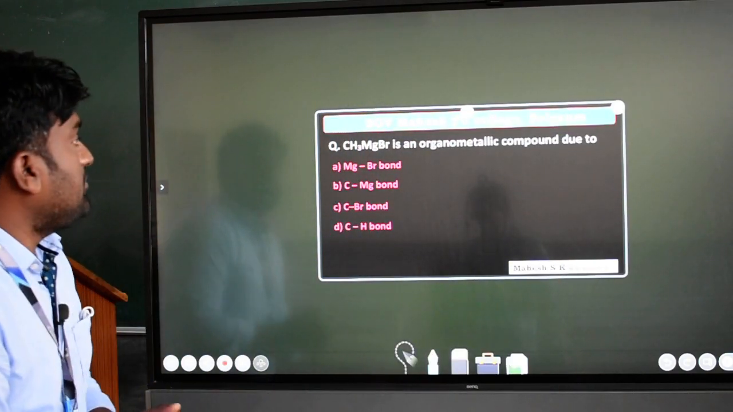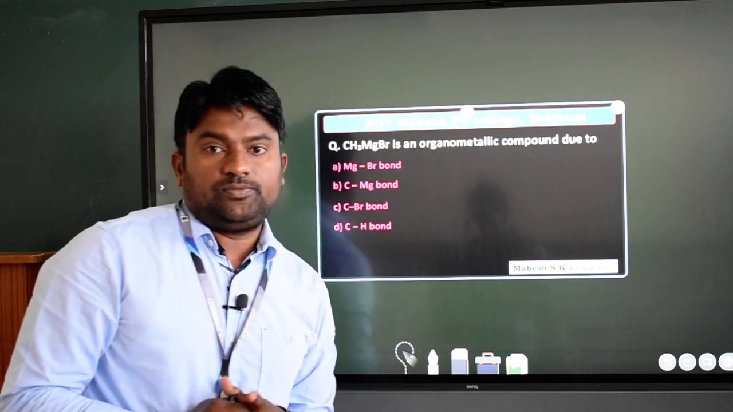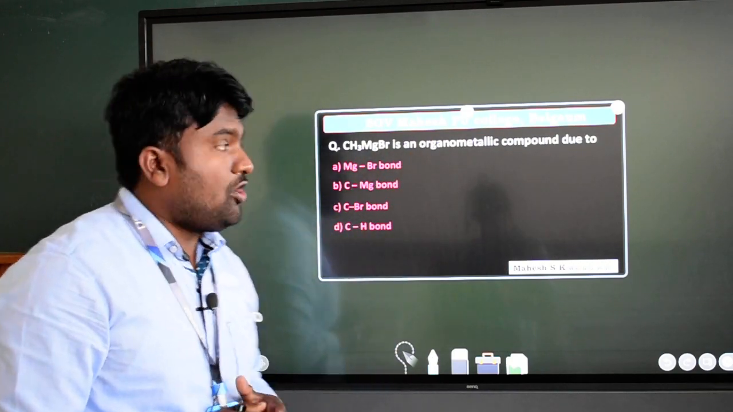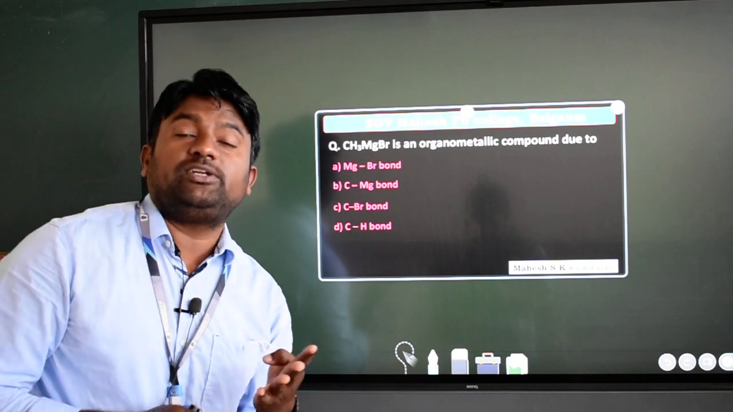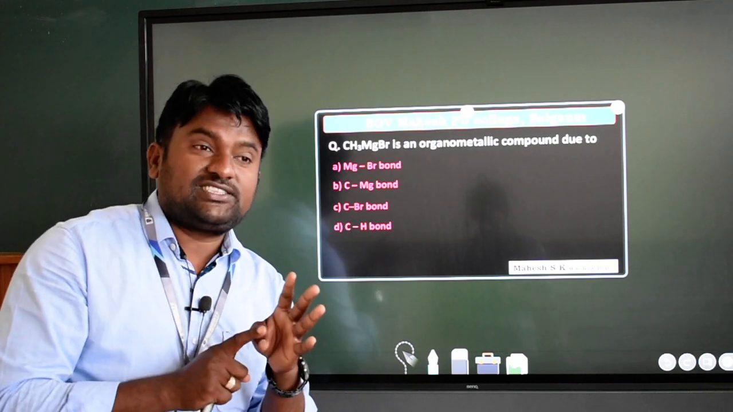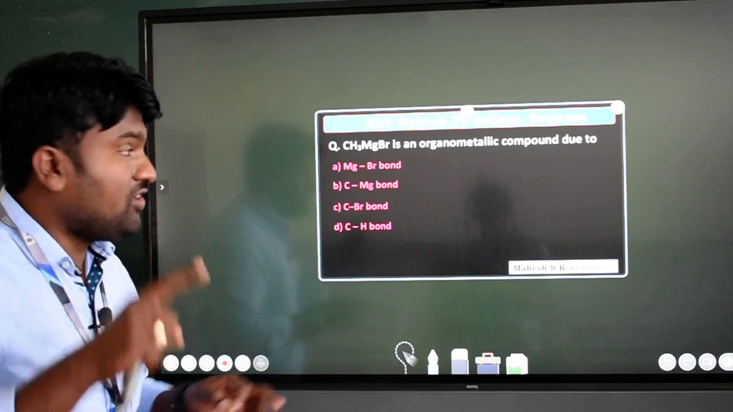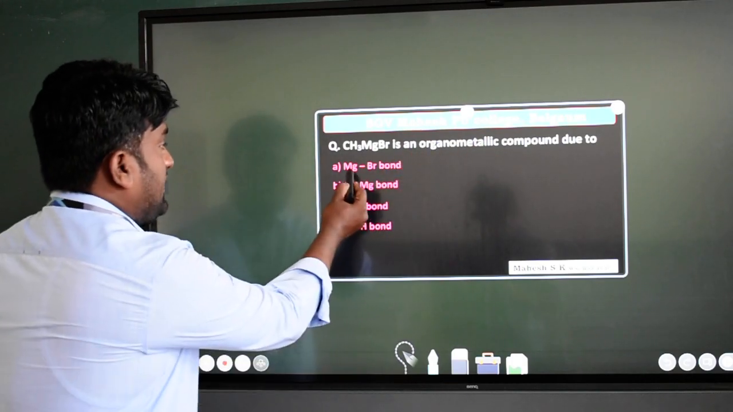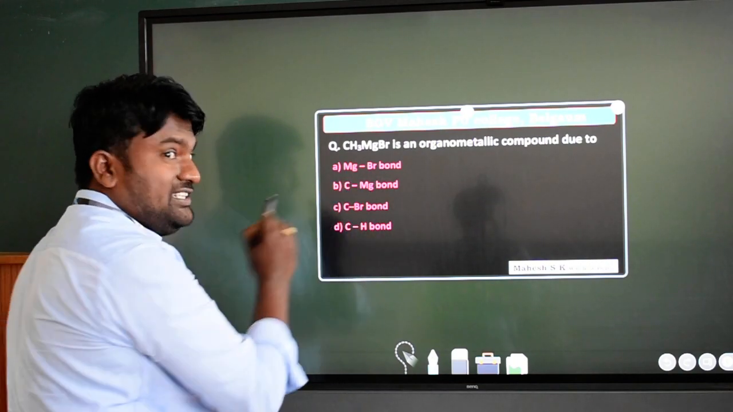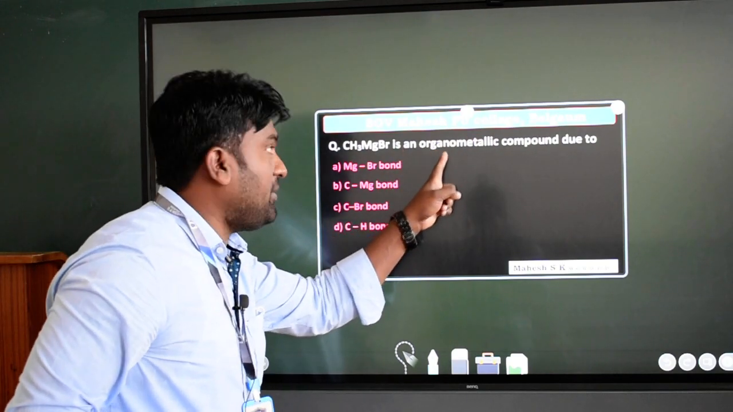Here CH3MgBr, methyl magnesium bromide, is an organometallic compound due to. Organometallic: organo means organic, which means carbon, and metallic means metal. So you have carbon and metal. Due to that reason we call it organometallic. You see magnesium and Br, so metal is there but halogen is also there. Carbon and magnesium, carbon and metal is there, then carbon and halogen, carbon and nitrogen.